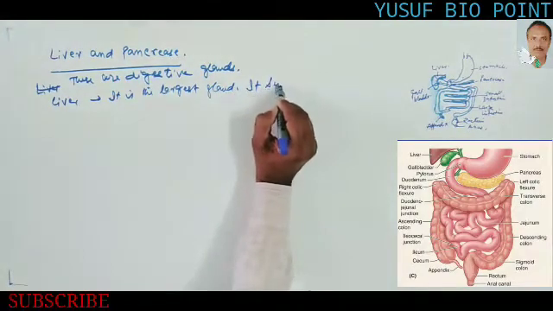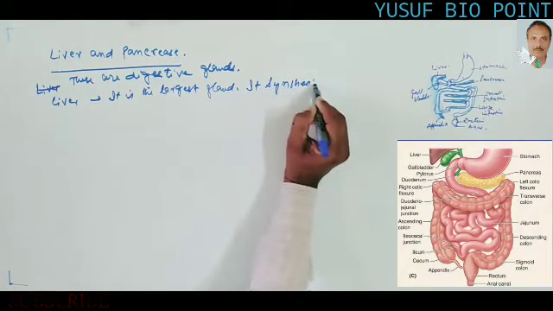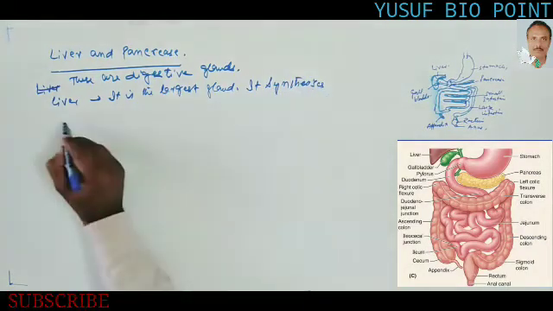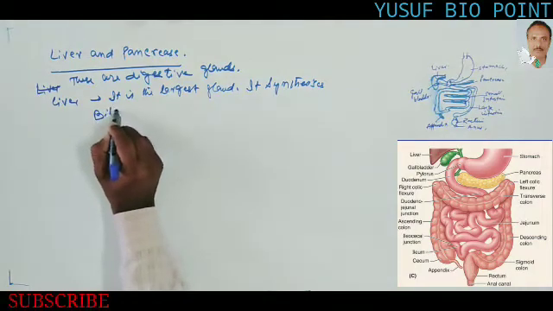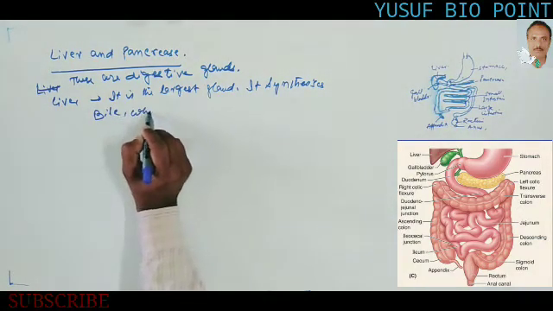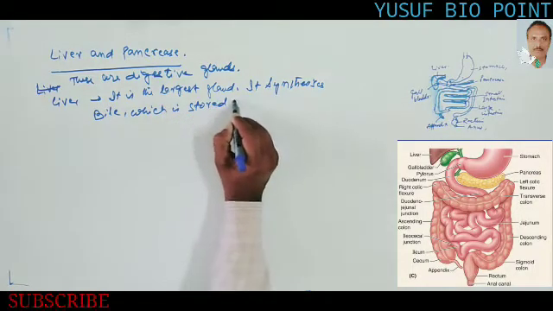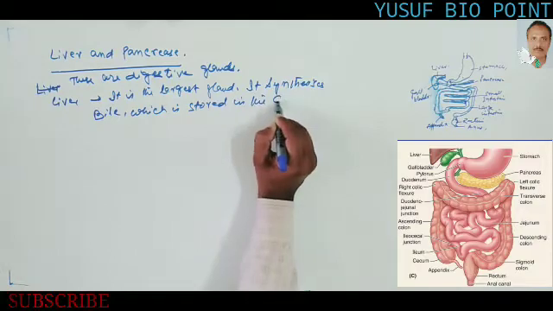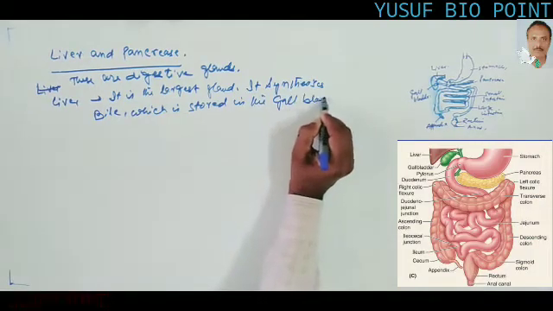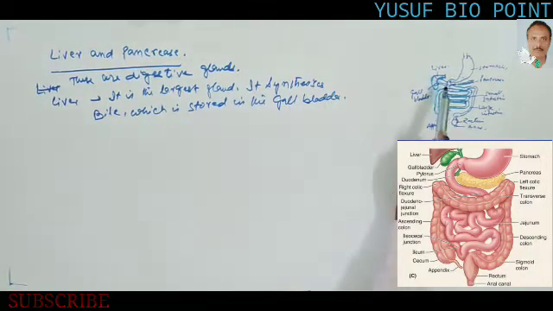It synthesizes bile, which is stored in the gallbladder. So this is the liver. It synthesizes bile, and this is the gallbladder, and in that it is stored, and it opens in the duodenum, that is a part of the small intestine.